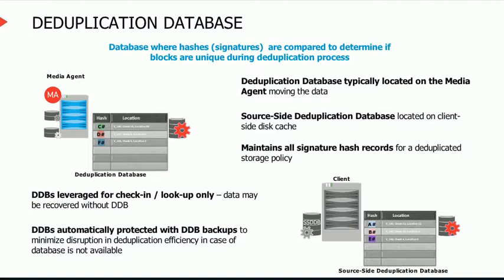That said, the deduplication database is protected in order to minimize disruption or loss of deduplication efficiencies in the case the database becomes unavailable. There are numerous methods to protect the dedupe database, but by default an automatic backup job is performed on a regular basis.